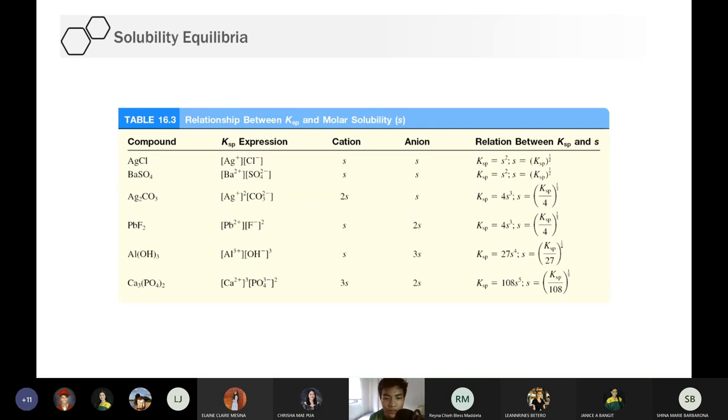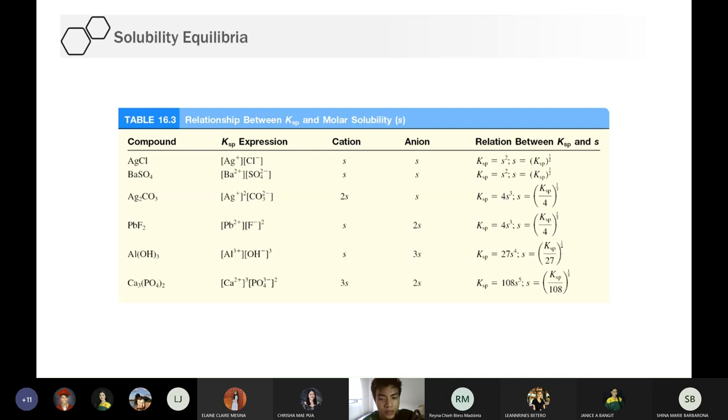So, may shortcut dito, no? Kasi madali lang masyado yung calculations dito, no? So, there are shortcuts, no? Para hindi ka na gumamit ng ice table. Okay. Although ako, I prefer ice table pa rin, no? So, the following are the shortcuts that we can use, no? Para mapabilis yung ating calculation.